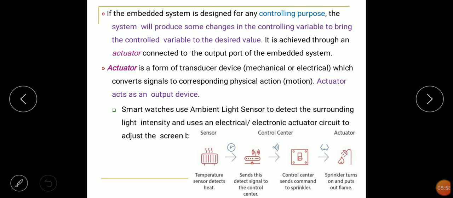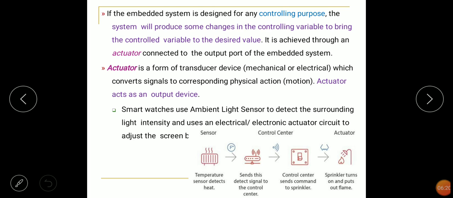Okay, that is a variation of intensity of the surrounding. The monitor intensity, that is for eye protection purpose, like that the variation also changes. So here is the diagram shown, the four steps of the process of an actuator, how it will get the signal from the processor data.